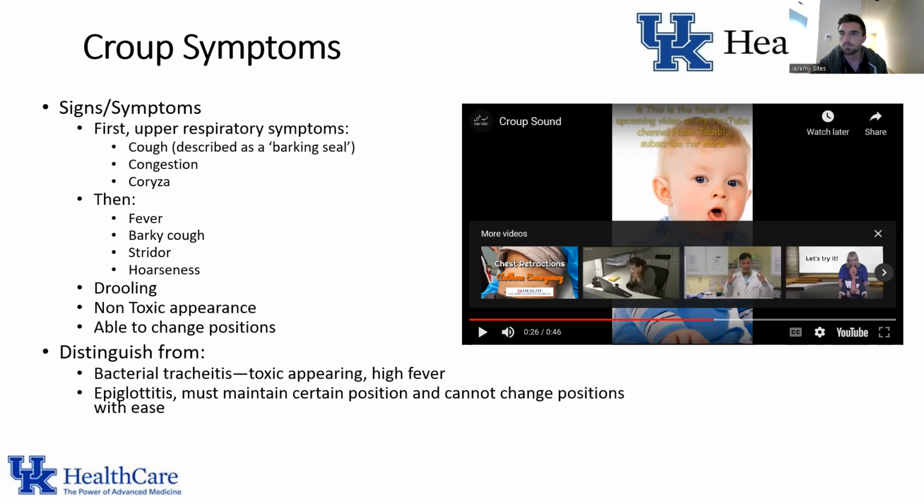But in general, these children are pretty non-toxic in appearance compared to another disease that is important to distinguish croup from, and that's bacterial tracheitis, where those children appear very, very acutely ill and toxic. And these children are able to move from a supine position to an upright position to a prone position, and generally maintain adequate respiratory status, adequate airflow.